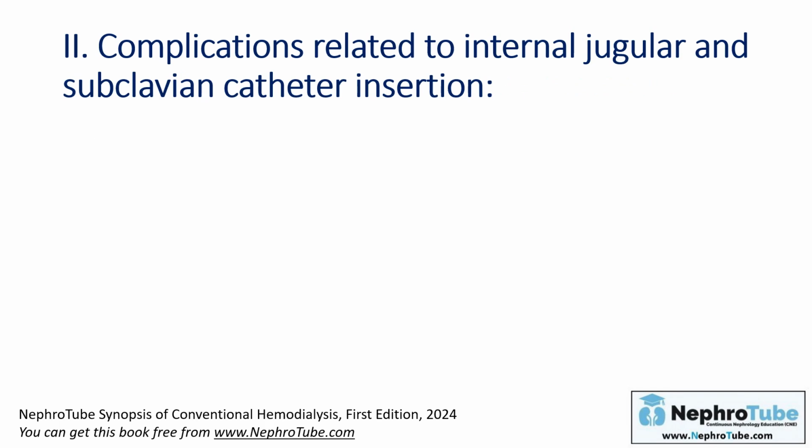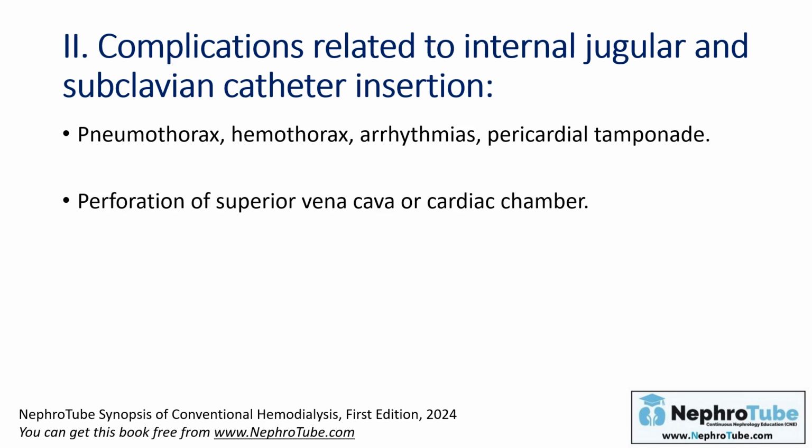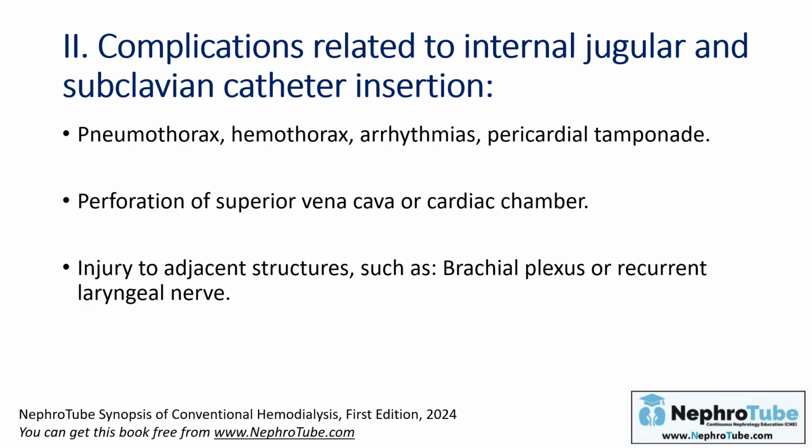But there are complications related more to internal jugular and subclavian insertion. For example, pneumothorax, hemothorax, maybe arrhythmia and cardiac tamponade, perforation of the superior vena cava and cardiac chamber, and this is a fatal condition, by the way. It can be expected when there is unexplained chest pain by the patient, dyspnea, hypotension, and for sure surgical intervention is mandatory in these cases. Then there may be injury for any adjacent structure such as brachial plexus or recurrent laryngeal nerve. All of these are rare complications, but they could happen.